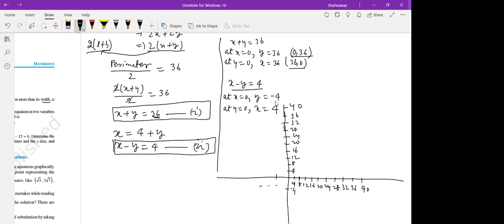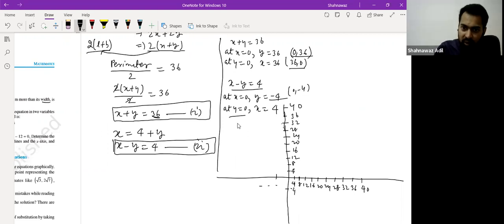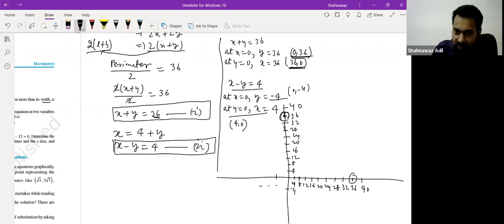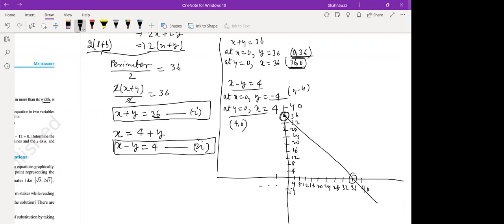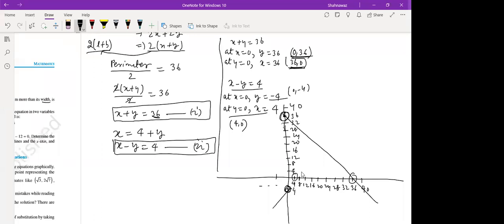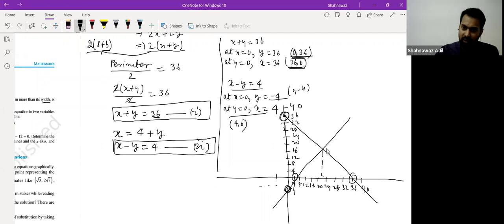Now, this point is (0, -4), and this point is (4, 0). So (0, 36) is here, and (36, 0) is here. And (0, -4) is here, and (4, 0) is here. So this is the solution. On graph paper, you plot these lines and find the x and y.